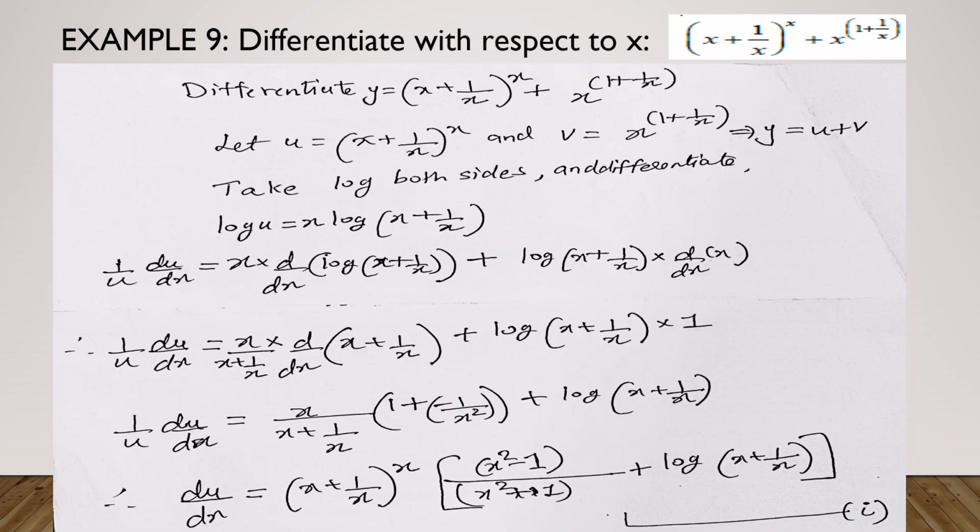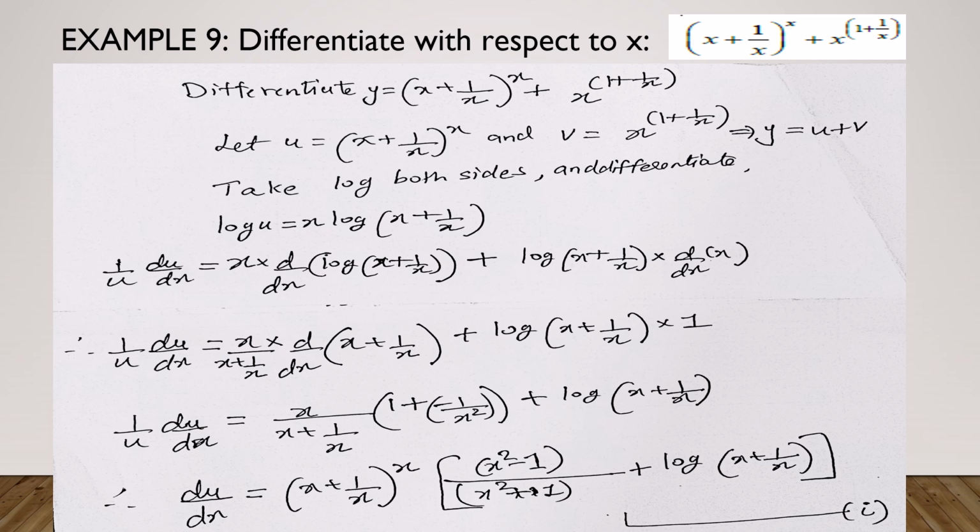In the next example, you need to differentiate y is equal to x plus 1 upon x whole raised to x plus x raised to 1 plus 1 upon x. Correct? Again over here the same technique. You take the first function as u, second function as v. So y is equal to u plus v. So dy by dx is du by dx plus dv by dx.